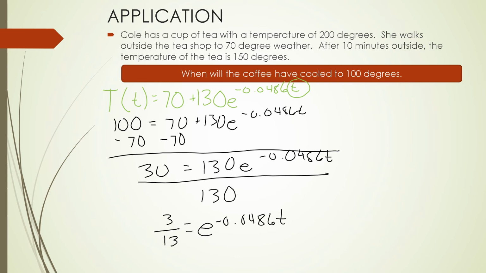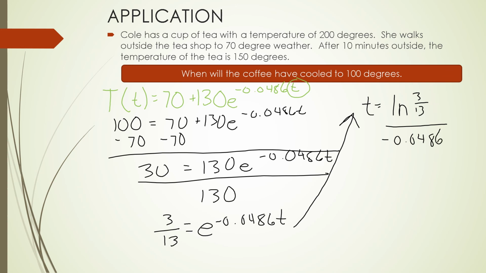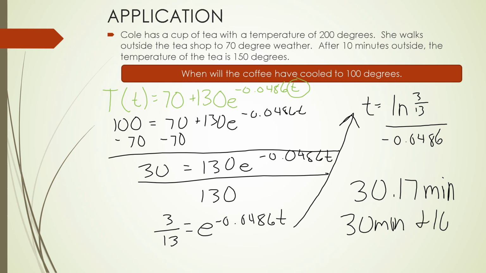0.0486 t. Then to undo this e, we're going to take the natural log, so we are going to get t equals ln 3/13 divided by our constant, and that is going to give us approximately 30.17 minutes, which equates to 30 minutes and 10 seconds.